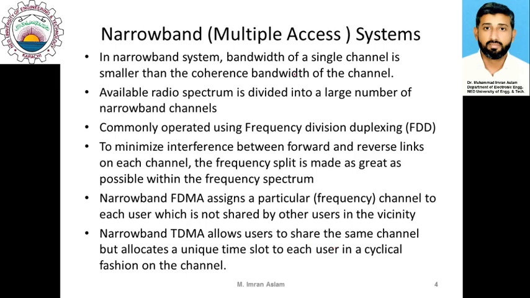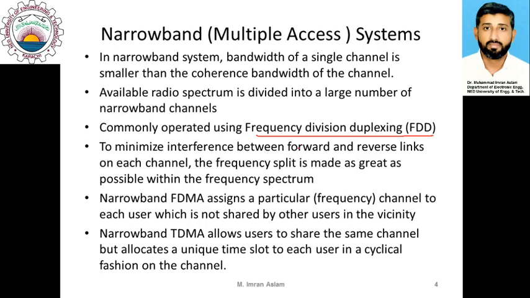In a narrowband system, the bandwidth of a single channel is smaller than the coherence bandwidth of the channel. So we have a channel which contains a large bandwidth, and the signal which has to go through that channel has a smaller bandwidth. In that case, the overall radio spectrum can be divided into a number of narrowband channels, and each narrowband channel can be used to carry a single narrowband signal. Commonly we use frequency division duplexing in these narrowband systems, but in some cases we also use time division duplexing.